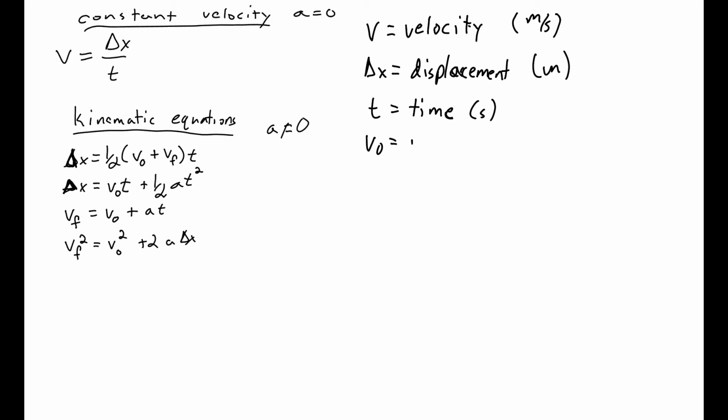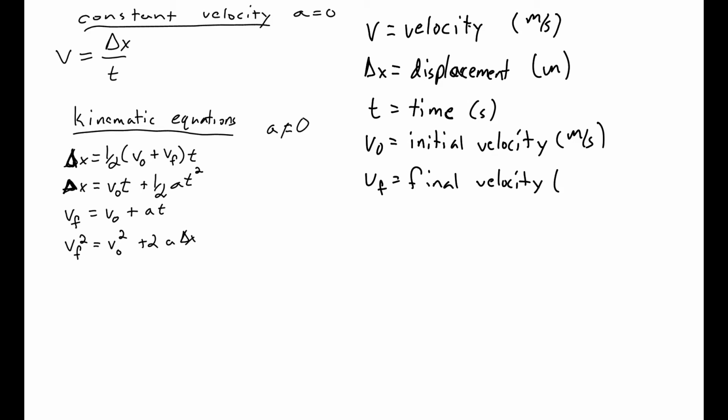vo is initial velocity, and that's measured in meters per second. vf is final velocity, and that's measured in meters per second as well. And we've got a, which is acceleration. That's measured in meters per second squared.